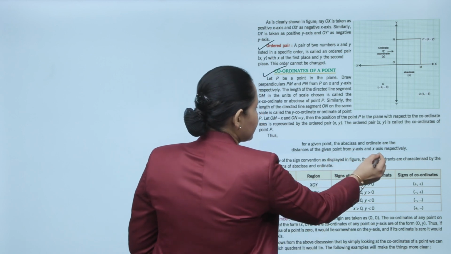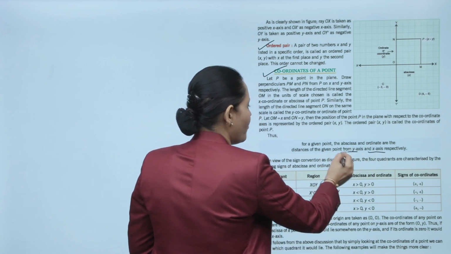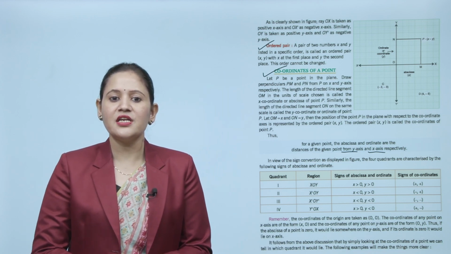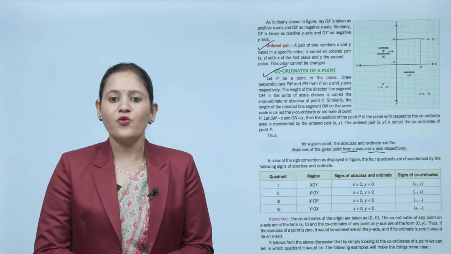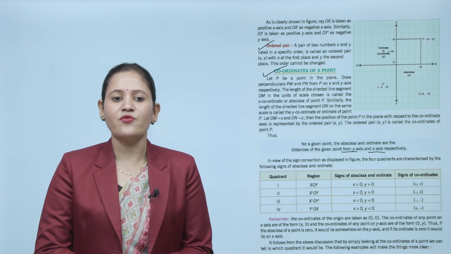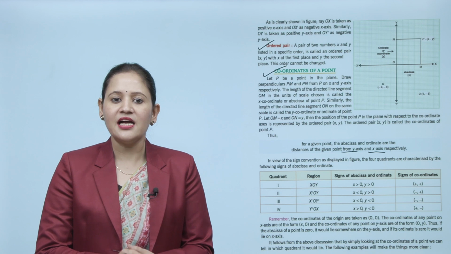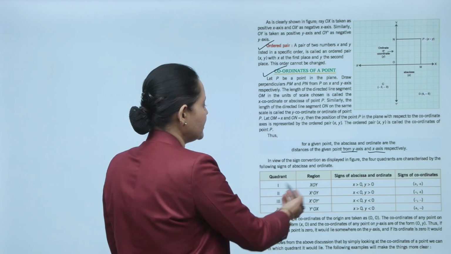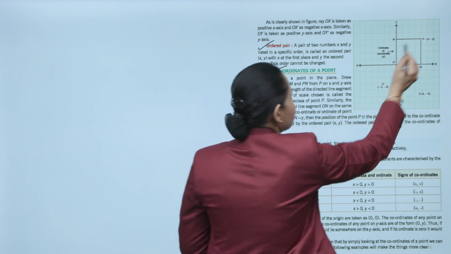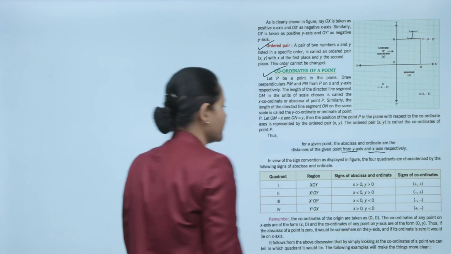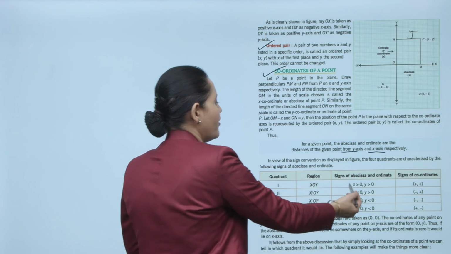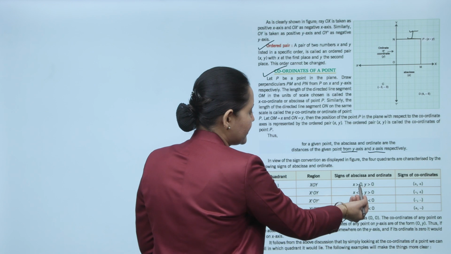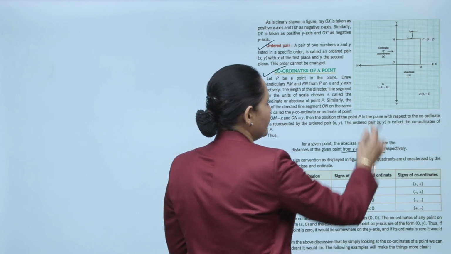Abscissa will be on the x-axis and ordinate on the y-axis. Clear? In view of the sign convention displayed in the figure, the four quadrants are characterized by the following signs of abscissa and ordinate. If we talk about the first quadrant, region XOY, the sign of abscissa and ordinate: x is greater than 0 and y is greater than 0.